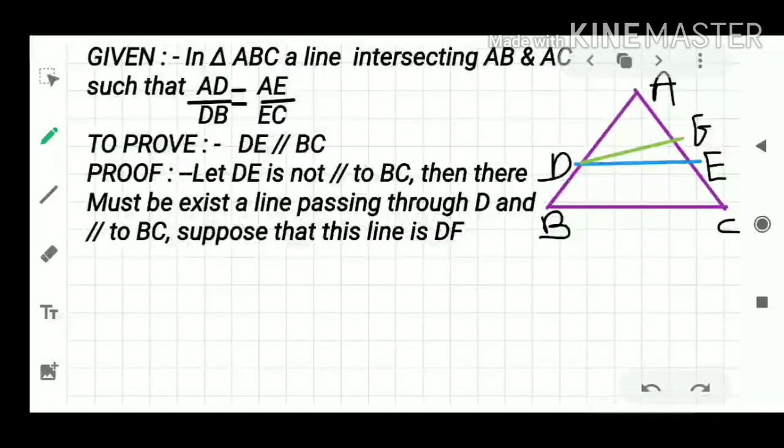For the proof of converse of Thales theorem, we need to draw a triangle ABC. Clearly see in the picture, ABC is a triangle in which DE intersects AB and AC at D and E such that AD by DB equal to AE by EC. So if it is so, then we have to prove that DE is parallel to BC. For the proof, suppose that DE is not parallel to BC, then there must exist a line passing through D and parallel to BC. Suppose that this line is DF.